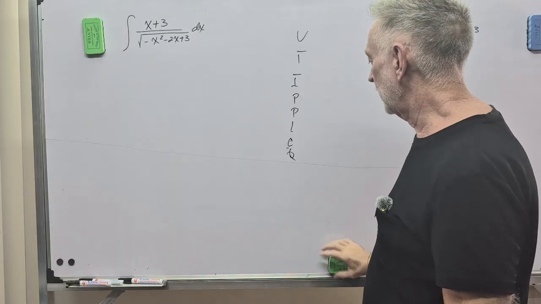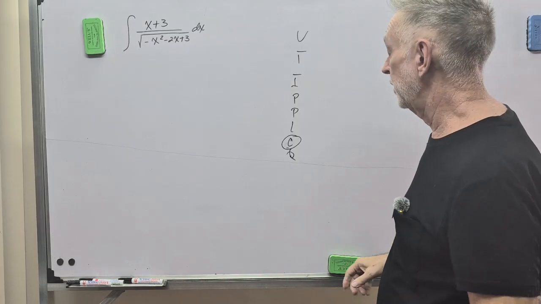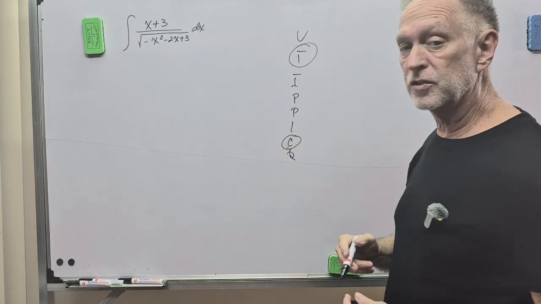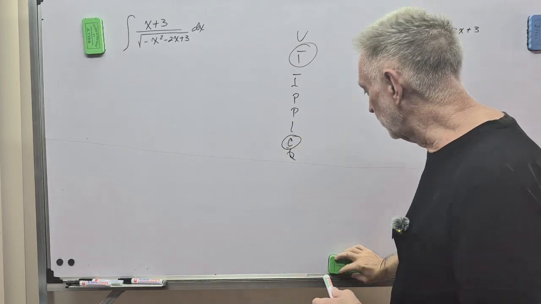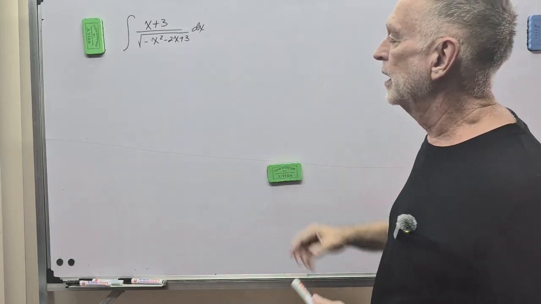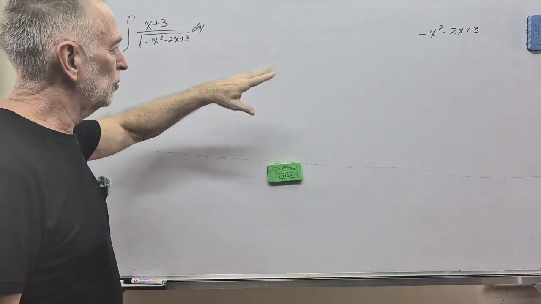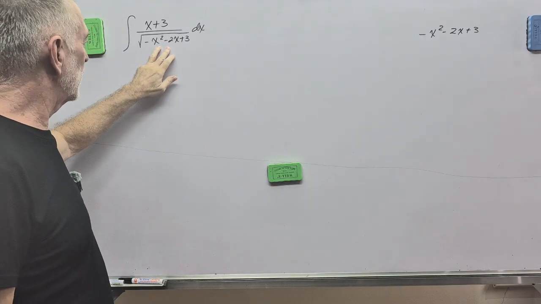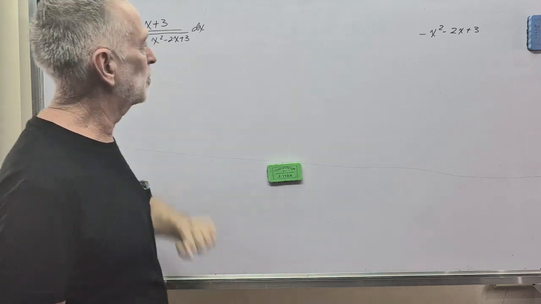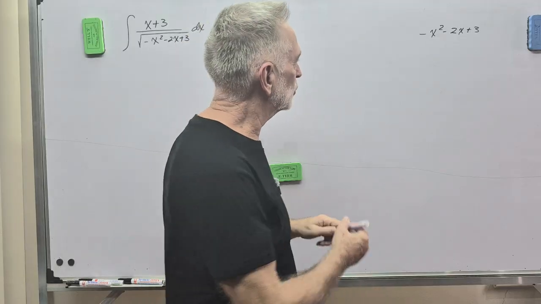Okay, so let's think about using completing the square here. And then later we'll use trig sub. Those are the two tools we're going to use. Completing the square and trig sub. So we need to do a little manipulation on the denominator. So I've written it here, minus x squared minus 2x plus 3. And I'm going to go through the method of completing the square.